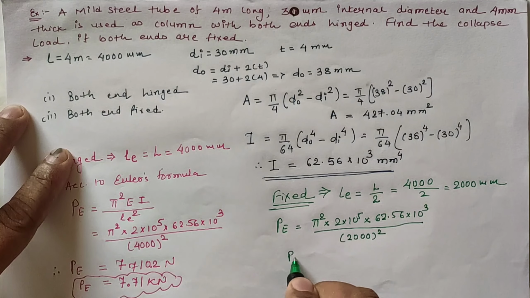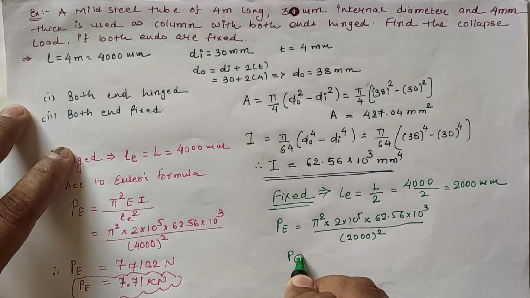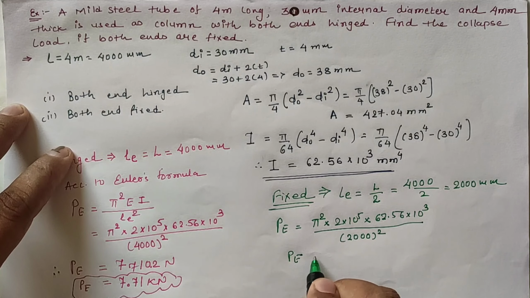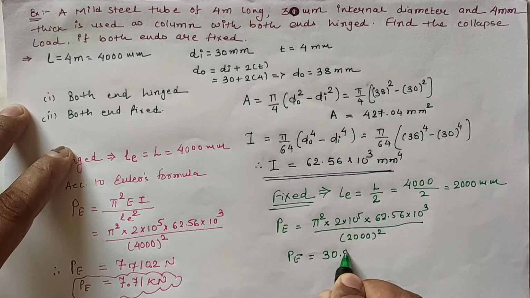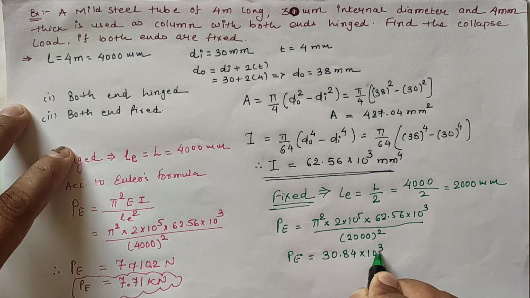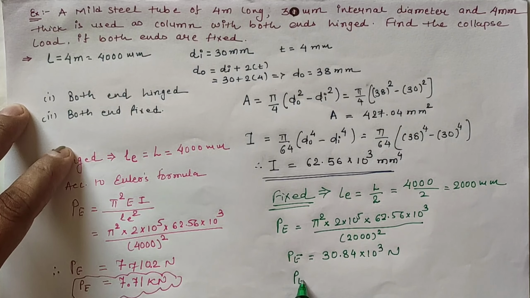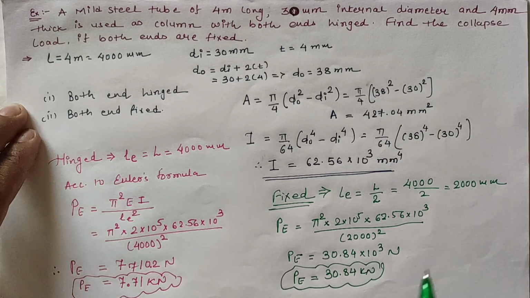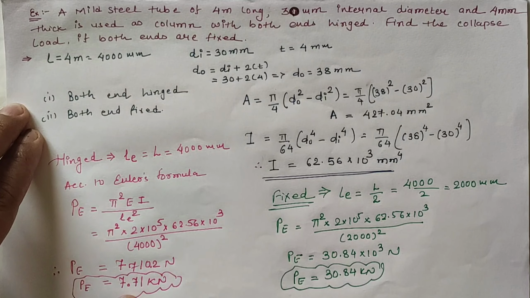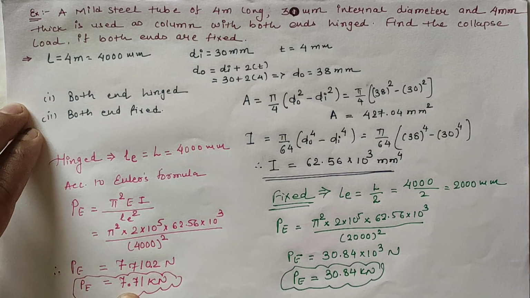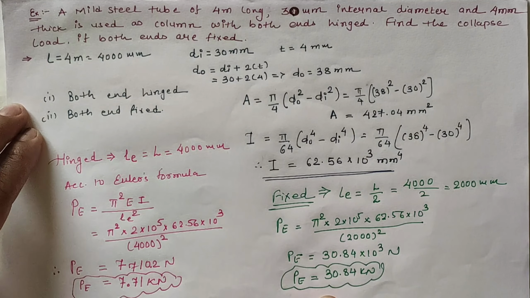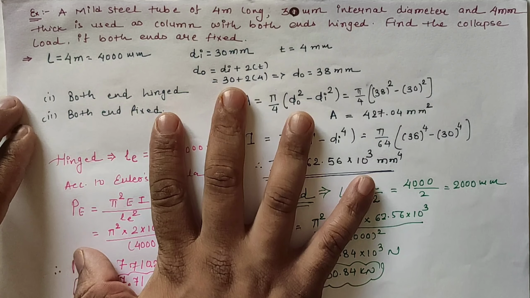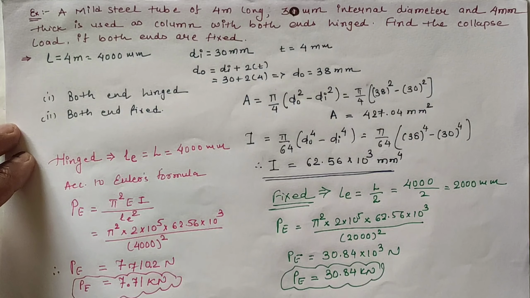Now solving this term, we have Euler's load or collapse load as 30.84 into 10 raised to 3 Newton. Hence, the collapse load is 30.84 in terms of kilonewton. Now observing the values, we can say that for the hinge condition our collapse load value is lower than the both ends fixed condition according to the same data. Thank you.